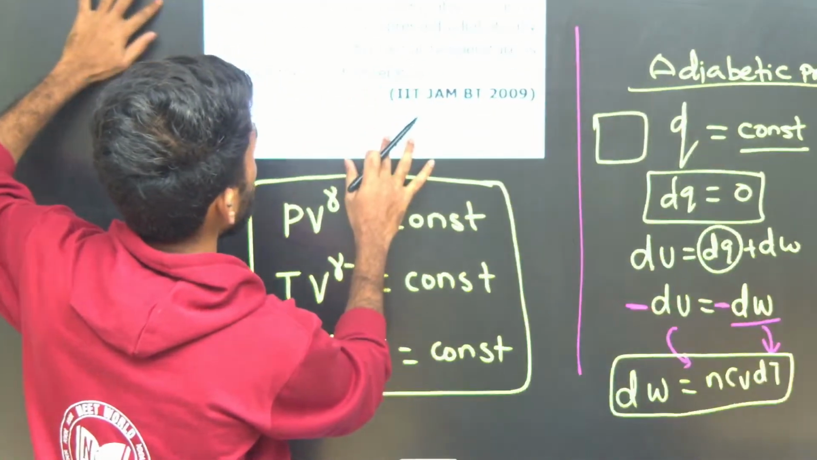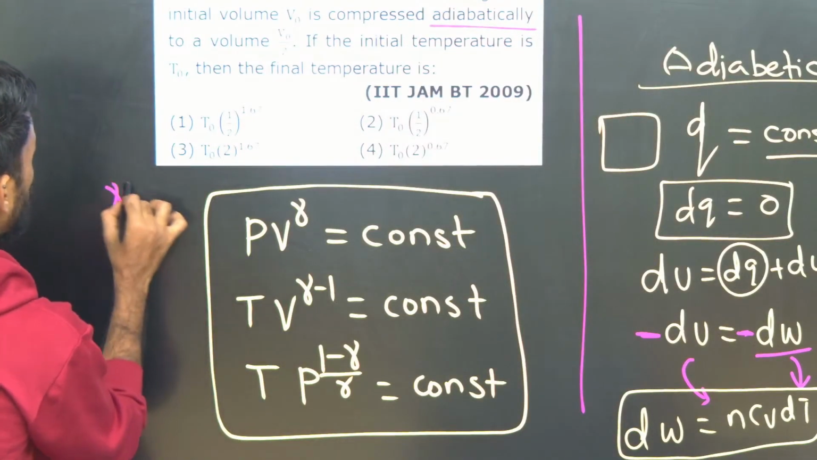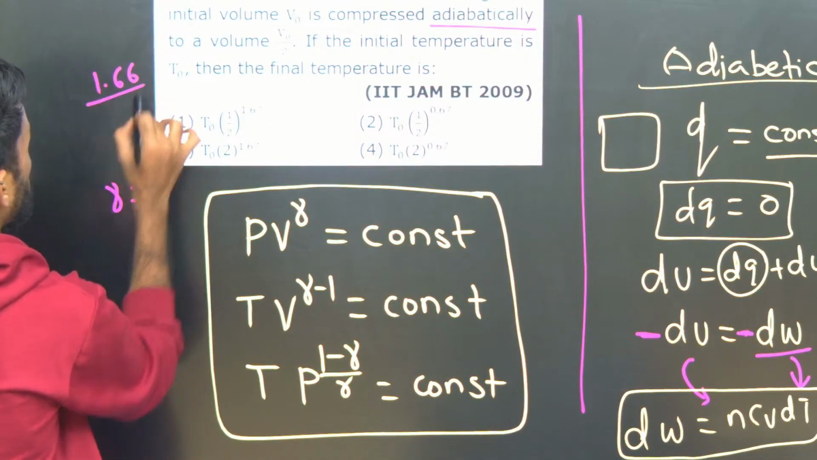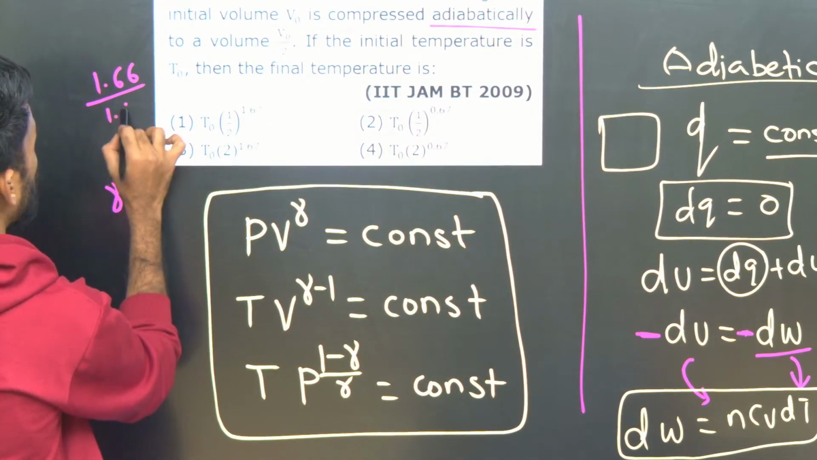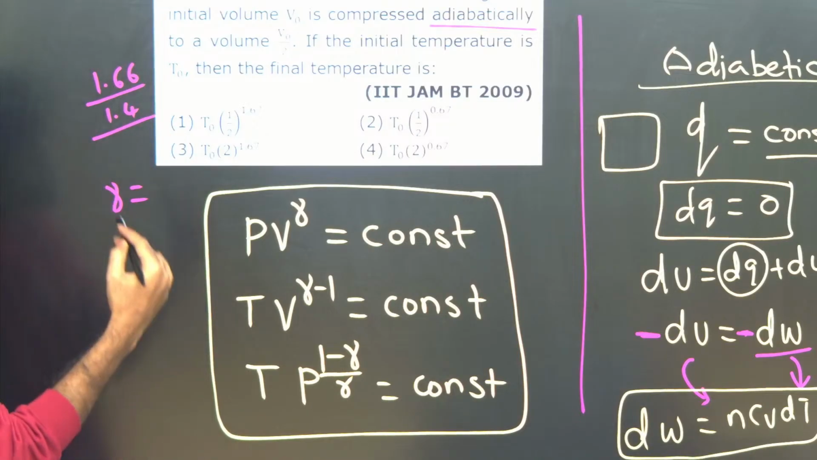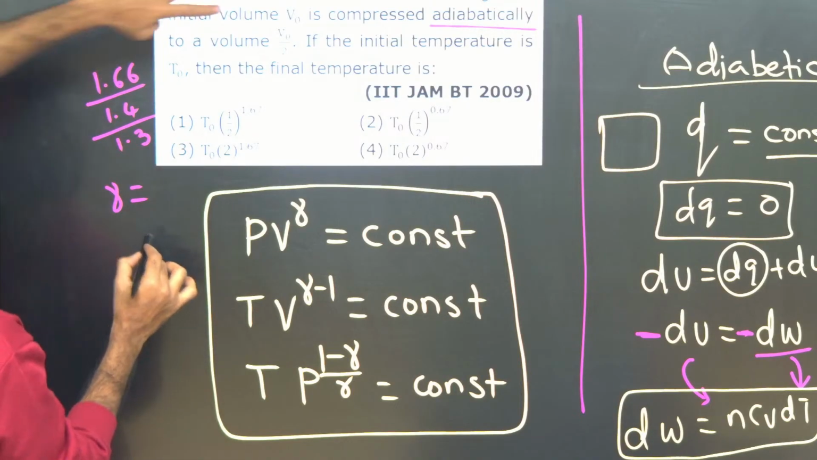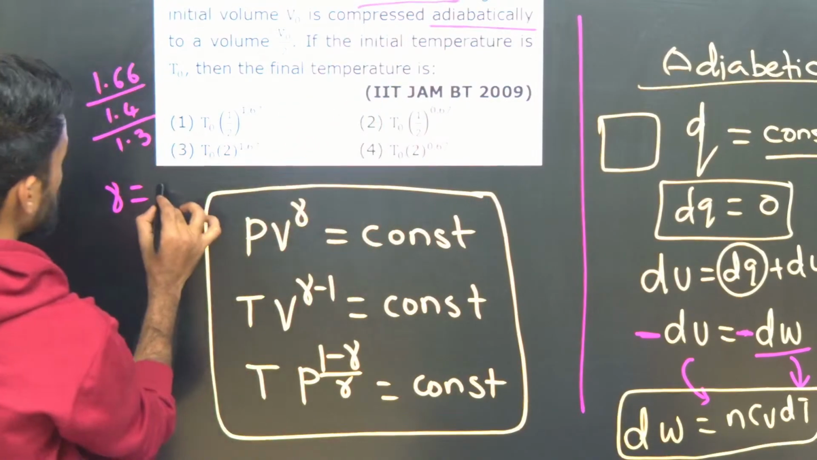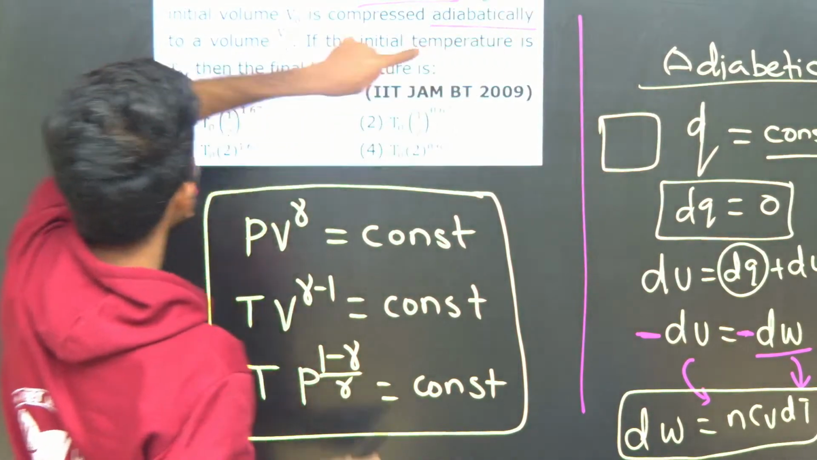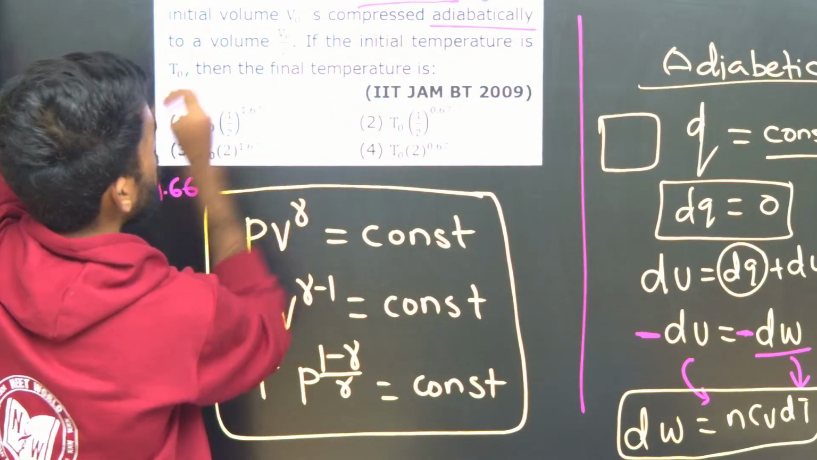They are saying ideal monoatomic gas. Monoatomic gas means what is the gamma value we have? I have given three gamma values. One is 1.66, this is for monoatomic gas, and for diatomic gas 1.4 I told you, and for polyatomic gas with a non-linear molecule it is 1.33. So here we have monoatomic gas mentioned in the question, so you can say 1.66. Next, the gas of initial volume V0 is compressed adiabatically to V0 by 2.